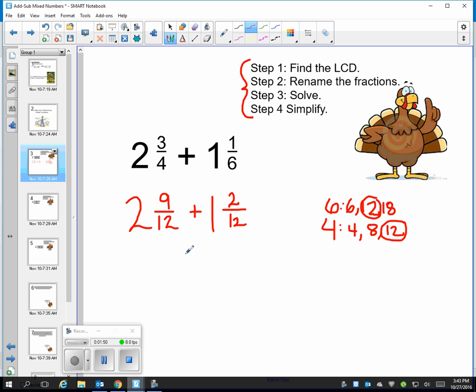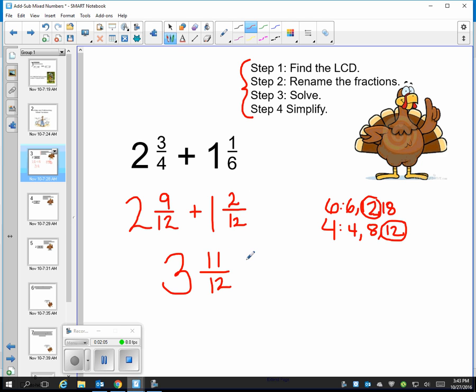Now I'm just going to add. I'm going to add my whole numbers. 2 plus 1 is 3. And then my denominator, of course, will stay the same. And I'm going to add my numerators. 9 plus 2 is 11.